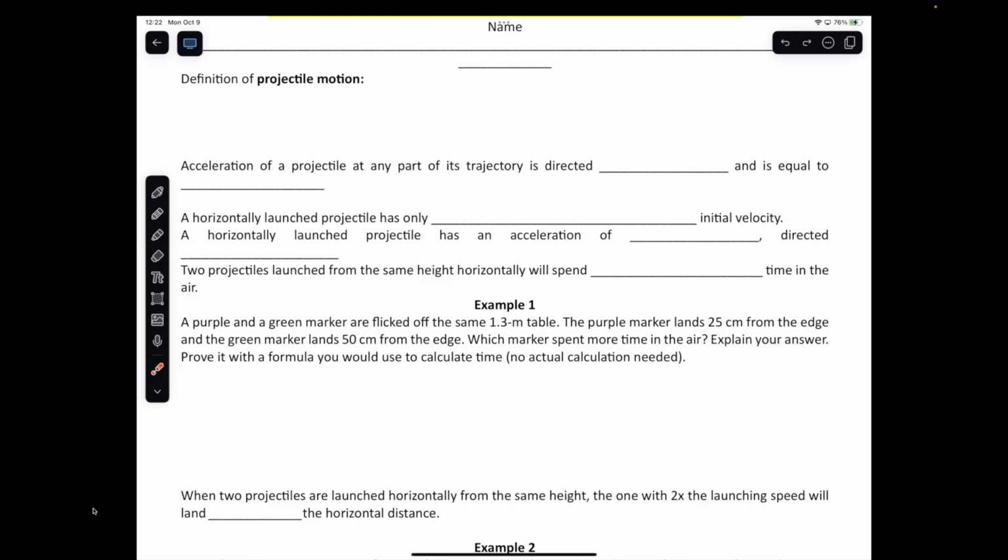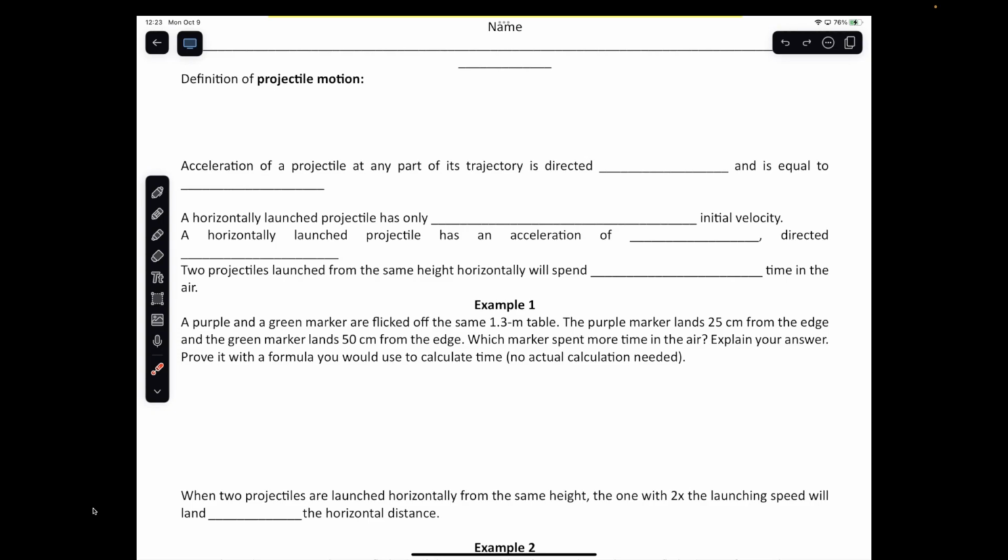So a projectile that is launched, it could be launched horizontally to begin with, it can be launched at an angle, as long as it has initial velocity that is horizontal and starts falling down vertically. Even if it's tossed upward, it will still have acceleration of negative 9.8 meters per second squared downward due to gravity. That would be projectile motion.